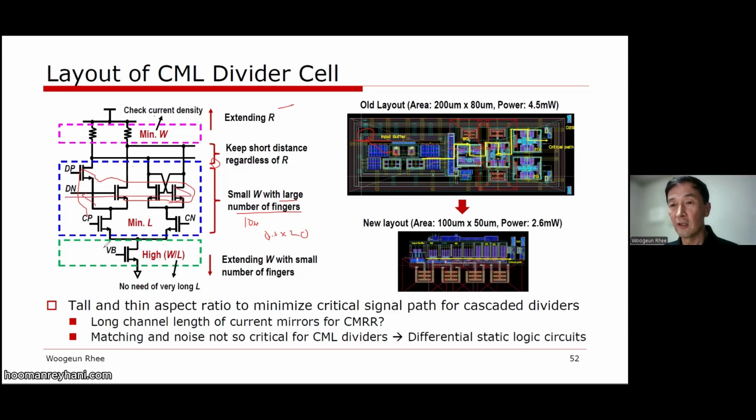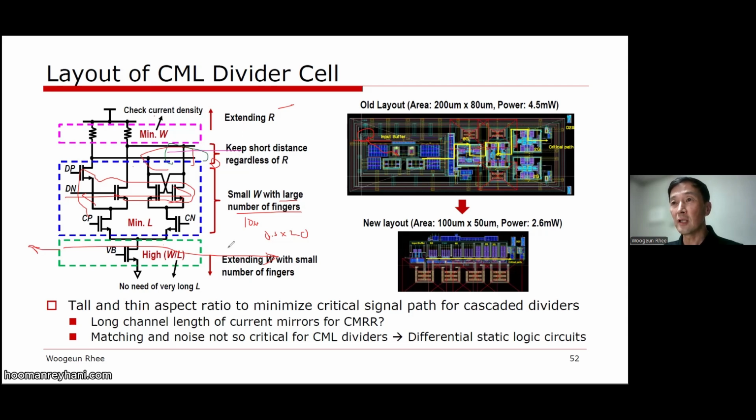But the bias, again, cannot be minimum L, still maybe 100 nanometer or something. Then even if you use a large number of fingers like this cell, the area will increase. The width of the layout will increase a lot. The problem is that this is the critical node. So this is the critical node.